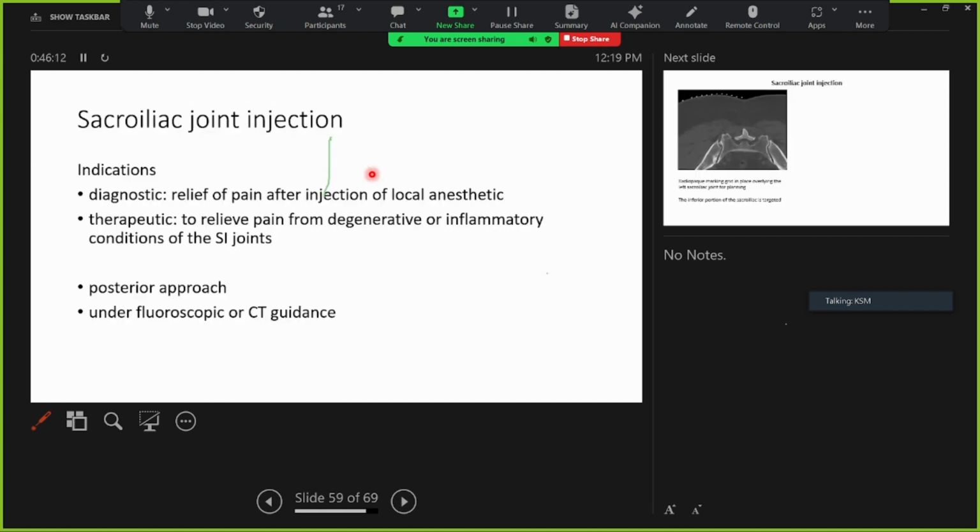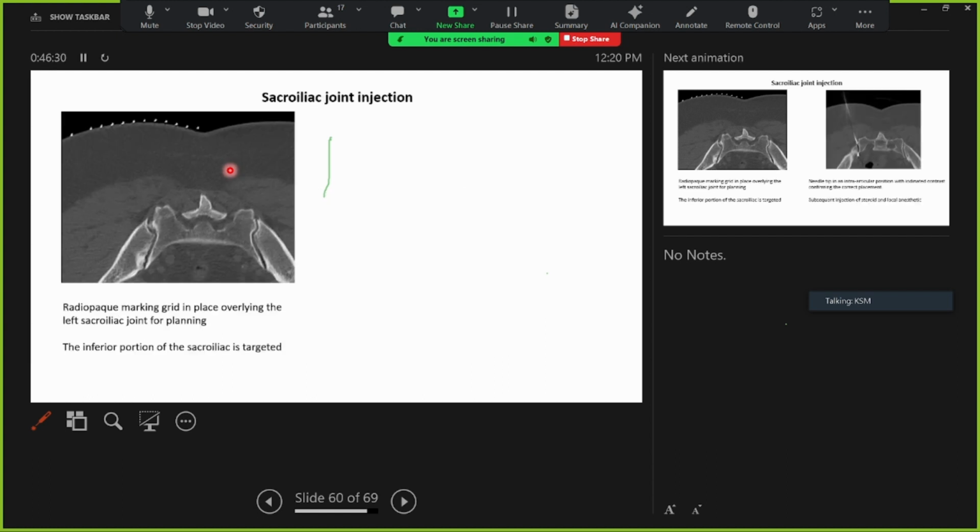Sacroiliac joint, again, if there's a problem and pain is there, you can give injections, again diagnostic and therapeutic. You can give a little bit of anesthetic and see whether the pain is relieved, and if pain is relieved, then we can give a therapeutic dose. Usually we approach posteriorly under fluoroscopy or CT guidance.